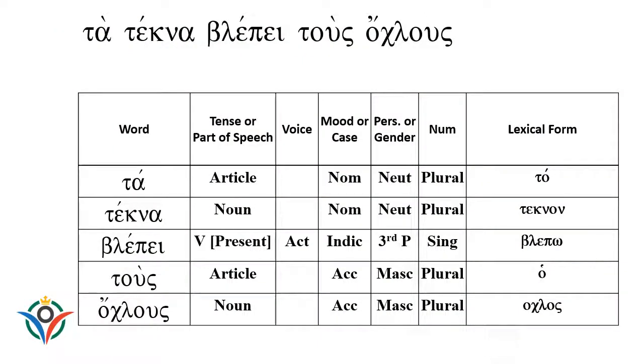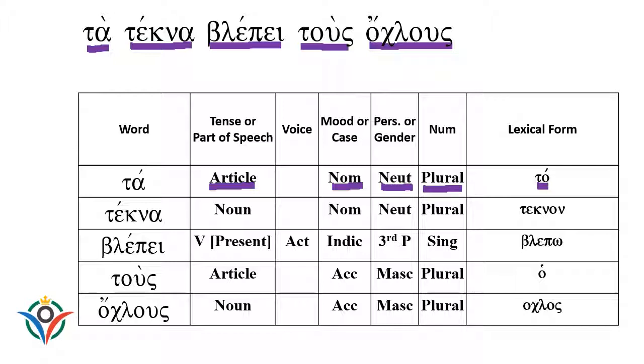Let's do one more translation together. So I'll read the Greek text first. It says, ta tekna blepei tous ochlous. All right, so I've taken the liberty once again, just to save time, of writing out the information for us. So we have all the words of the sentence lined up for parsing. All right, so ta is an article. It's nominative, neuter, plural from ho.